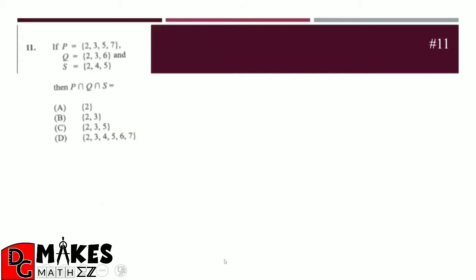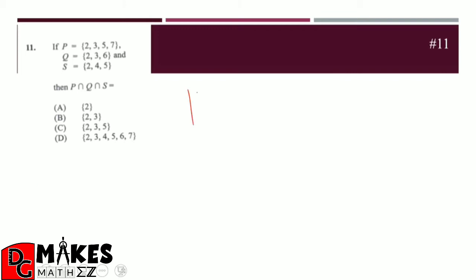And we go to question 11. Question 11 says, P is a set of numbers 2, 3, 5, 7. Q is a set of numbers 2, 3, 6. And S is a set of numbers 2, 4, 5. Now we just spoke about what intersection is.